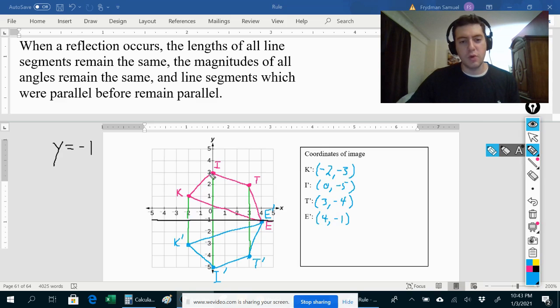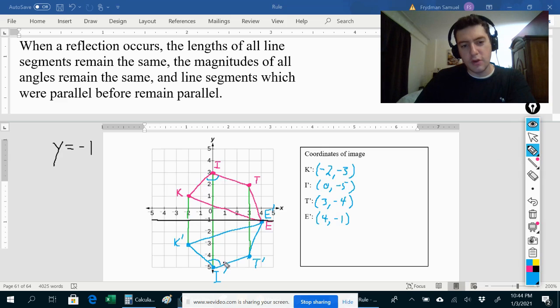So the original shape is what we had in pink here, and the blue shape is the image of that shape after the reflection. Also, the angles have not changed. So if this is approximately, let's say, 110 degrees, then this would also be 110 degrees over here. If this is 70 degrees, then this would also be 70 degrees. I'm just eyeballing it now. I don't have a protractor with me.